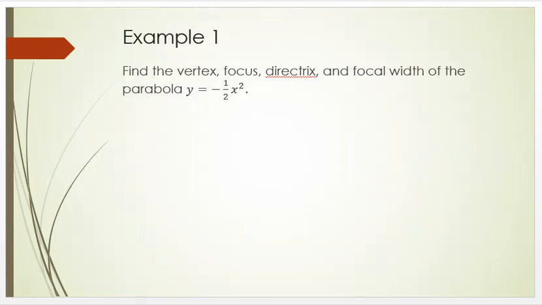So my first step here is going to be to multiply both sides of the equation by -2, which means I will instead have x squared equals -2y.